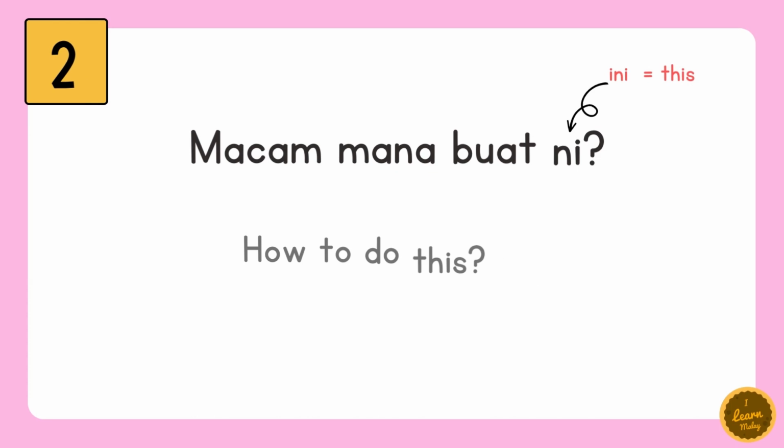Let's see how macam mana is used in a sentence. Imagine you are asking someone to show you how to do something. In Malay, you ask like so. Macam mana buat ni? It means literally how to do this. Macam mana means how, buat means to do or to make, and ni means this. Ni is originally from the word ini.